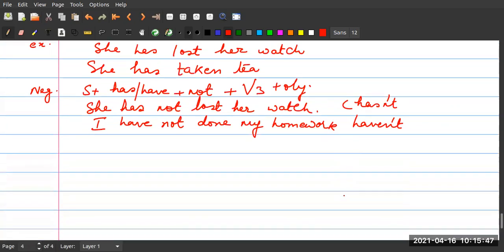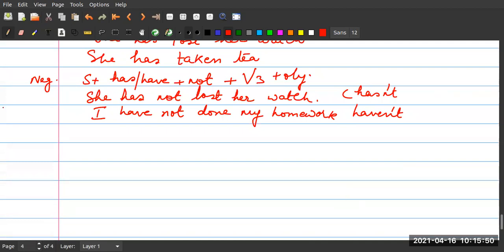Okay. Then interrogative. Making interrogative is also very easy. You just have to change the order. You have to bring this has here and this she, you have to shift it here. So what is the structure for interrogative? First you use has or have, plus subject, plus V3.